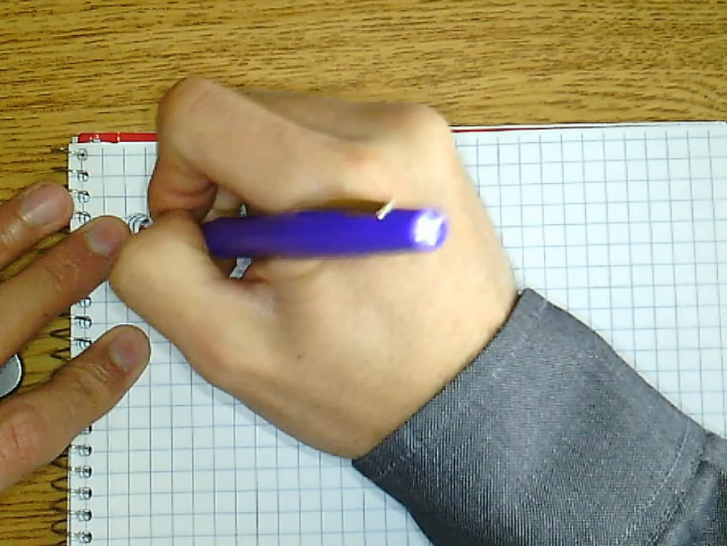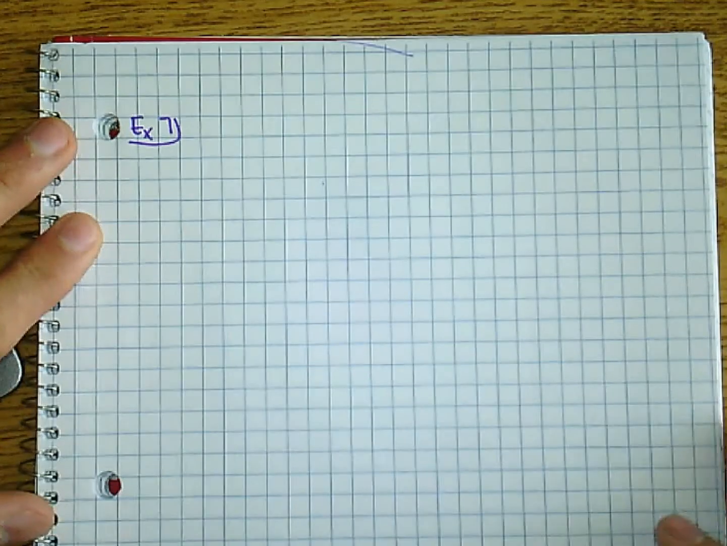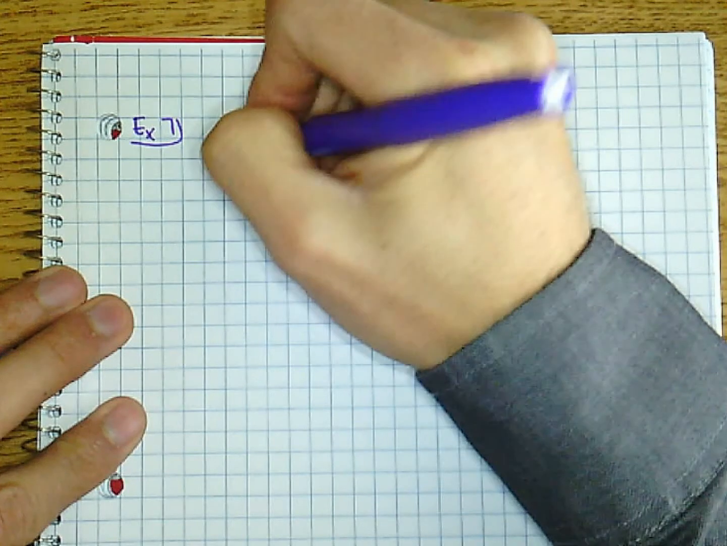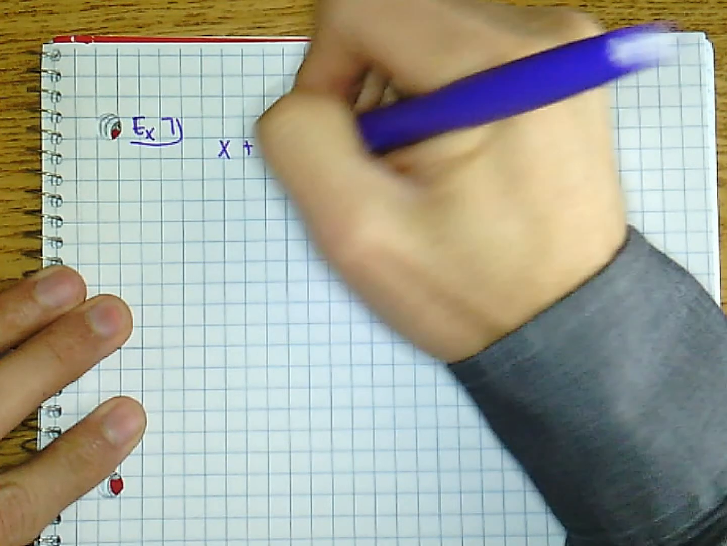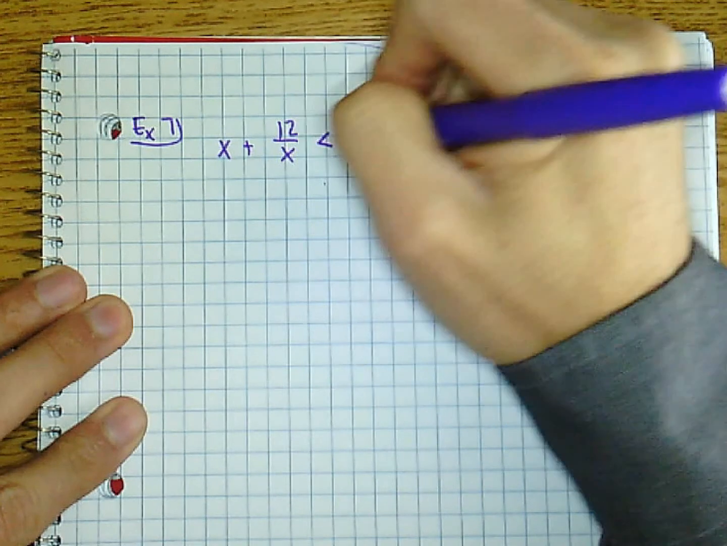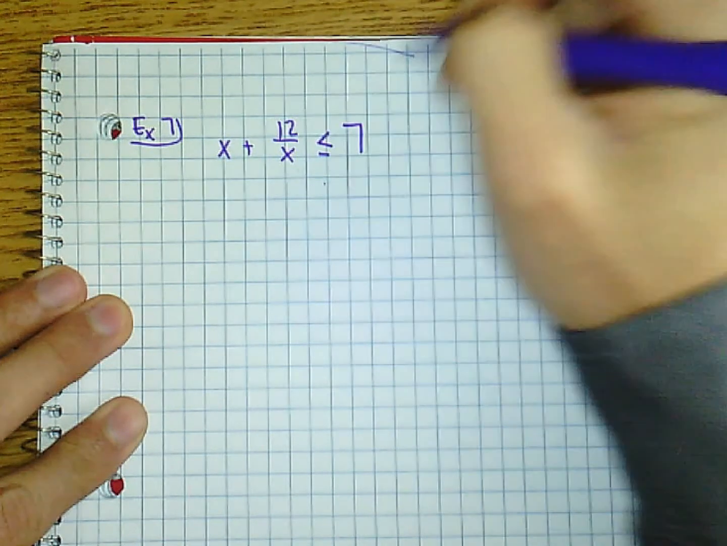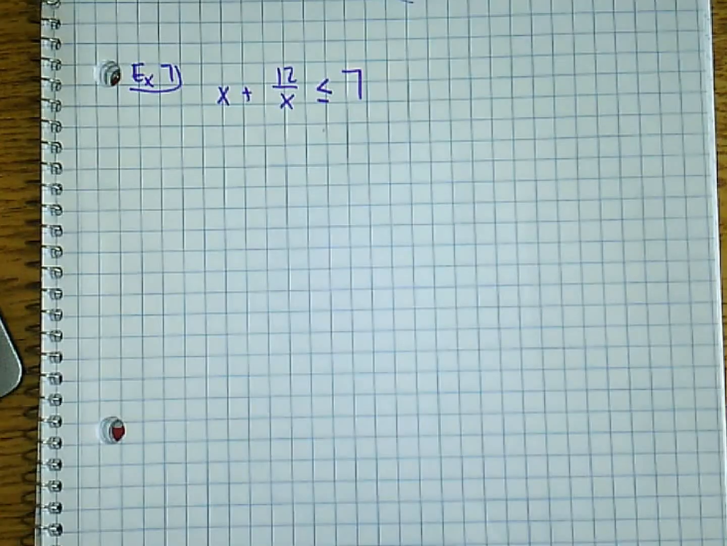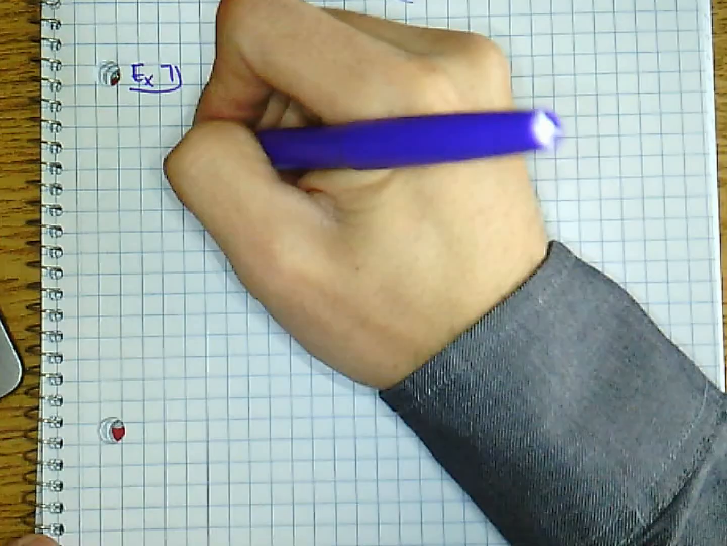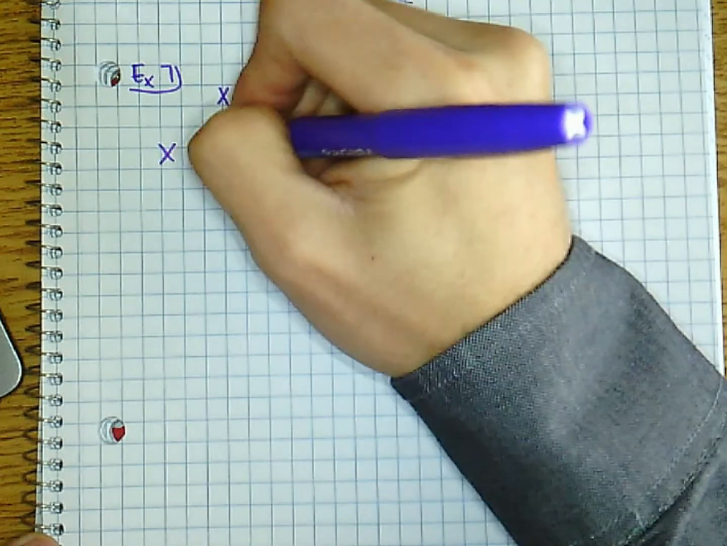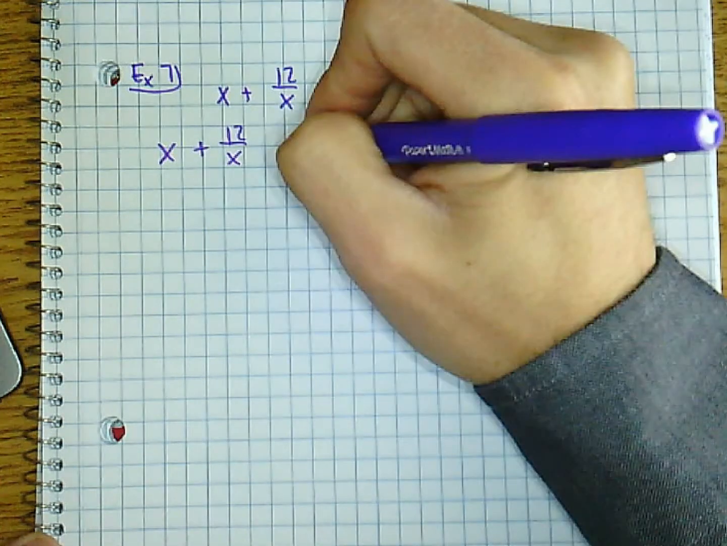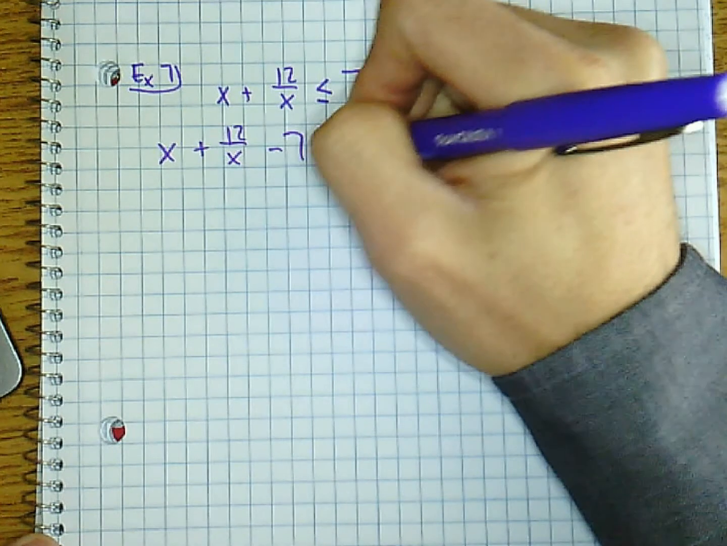Same thing, we're going to solve the inequality. We have x plus 12 divided by x such that you are less than or equal to 7. All right, what do we think? Bring 7 to the left. Yeah, we're going to go ahead and bring 7 to the left, so we're going to have x plus 12 over x minus 7 such that we are less than or equal to 0. Now what? This is where you got to think this through.